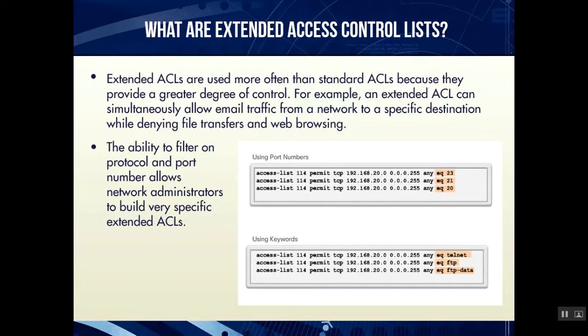For example, an extended ACL can simultaneously allow email traffic from a network to a specific destination, while denying file transfer and web browsing. The ability to filter on protocol and port number allows network administrators to build very specific extended ACLs. For example, an application can be specified by configuring either the port number or the name of the well-known port.